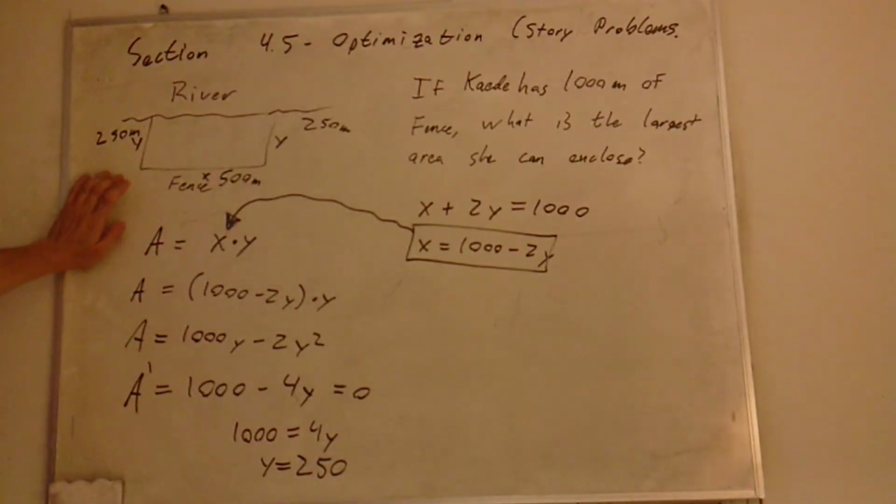Does this make sense as the maximum possible area for a rectangle like this? I think that it does. 250 times 500 seems like a really big area you can get out of 1,000 feet of fence.